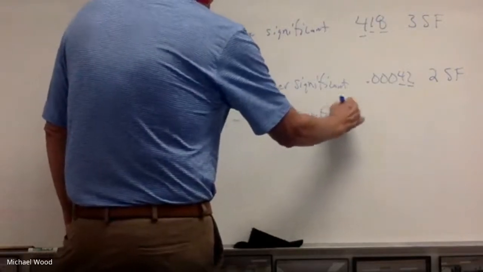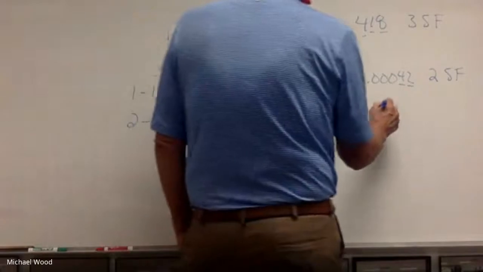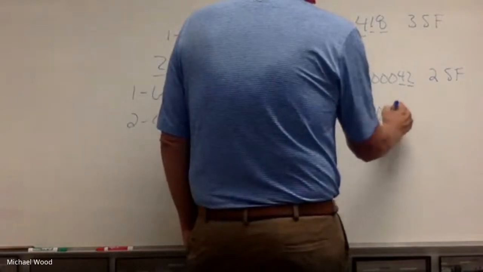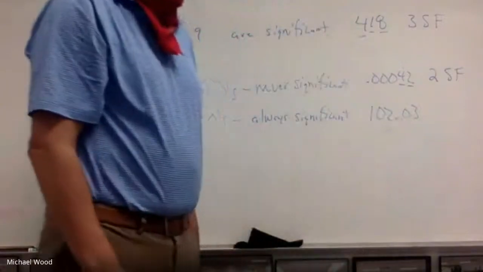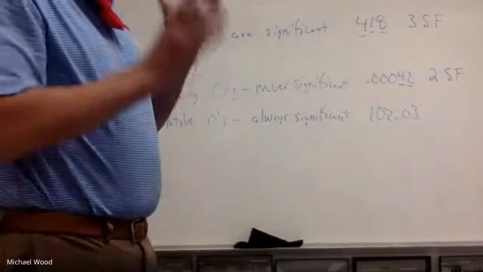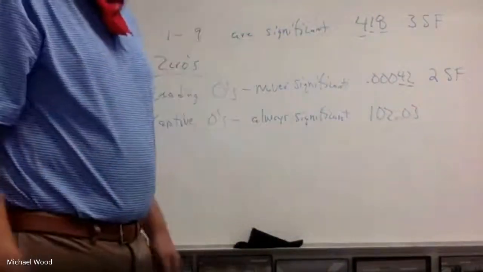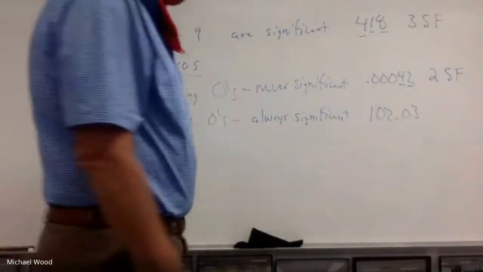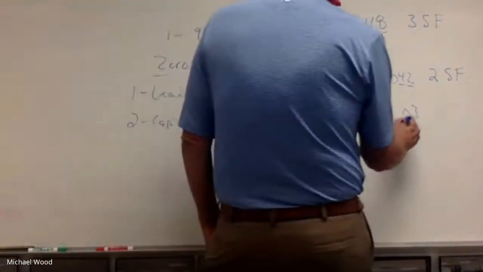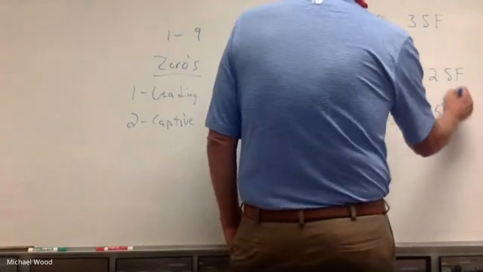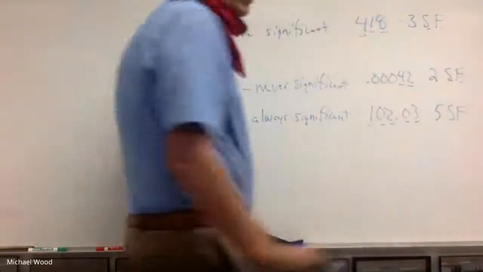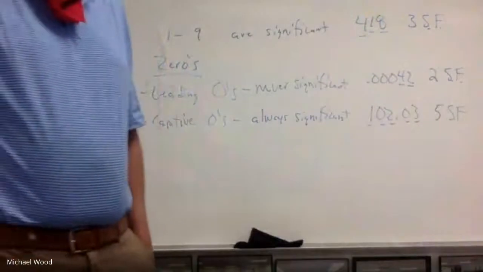They're always significant. So if I have this number, say 102.03, those are what I'm calling captive zeros. Zeros that fall between non-zero numbers are always considered significant. So 1, 2, 3, 4, 5. This has 5 significant figures. We'll see SF a lot over the course of our class, and that's what those are.